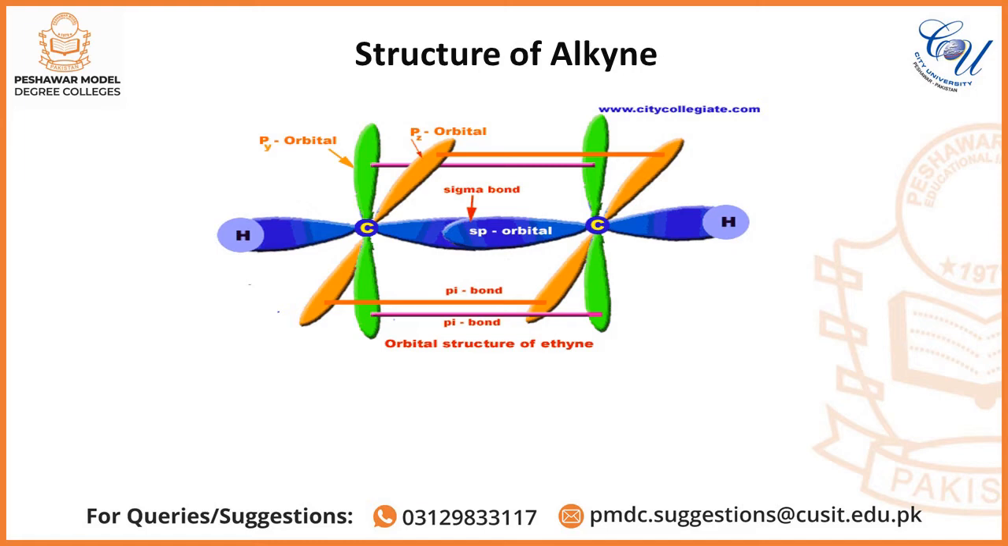The carbon-carbon triple bond is made up of one sigma and two pi bonds. Acetylene has a linear structure with a bond angle equal to 180 degrees. The carbon-carbon triple bond length is almost equal to 1.19 angstrom, and that of the carbon-hydrogen bond length is 1.09 angstrom.